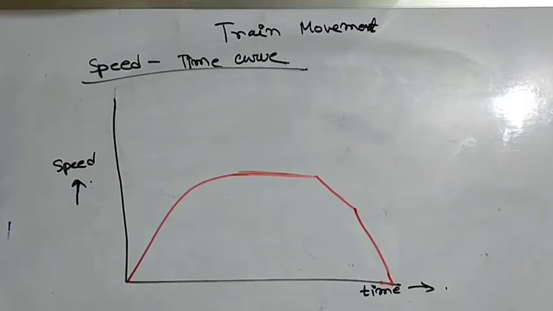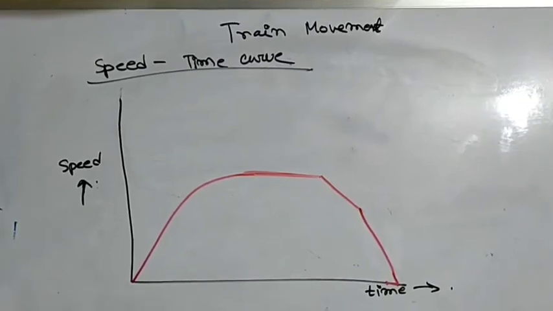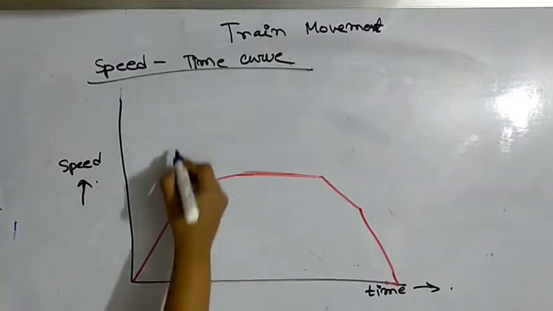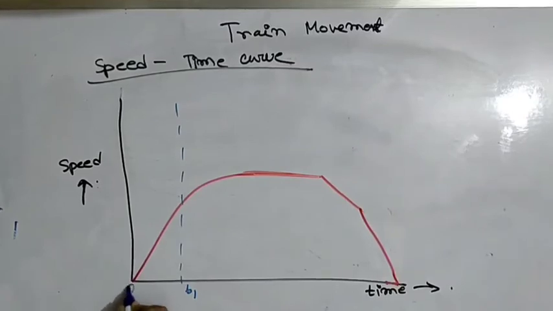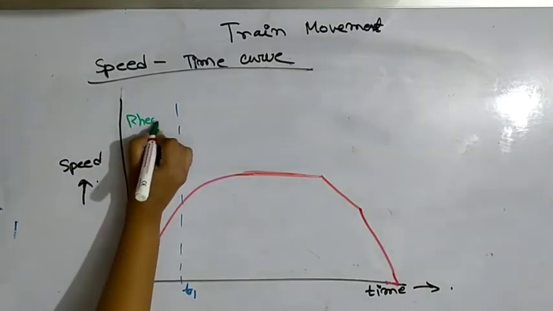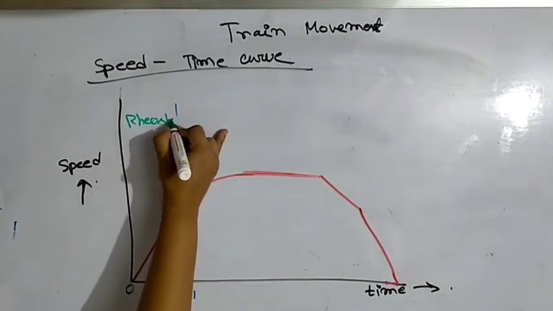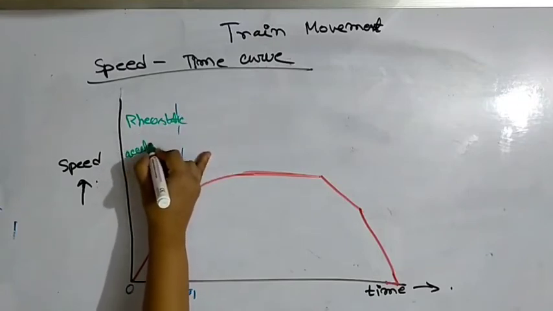Now first is notching up period. T1. This is 0, this is T1. This is rheostatic acceleration.